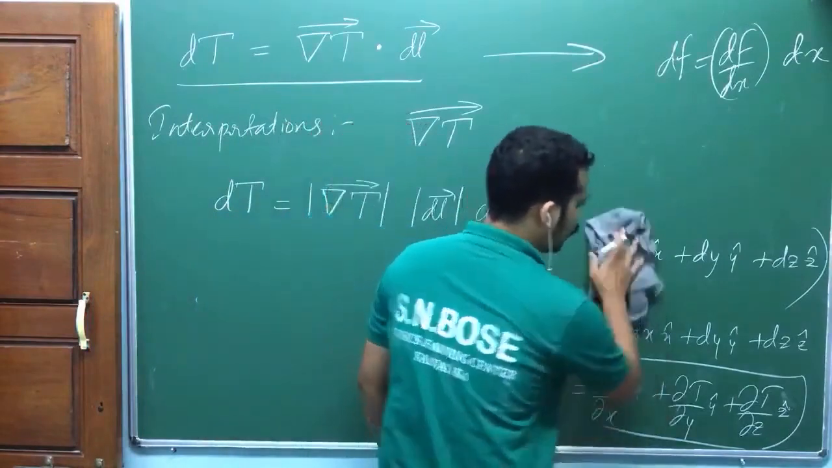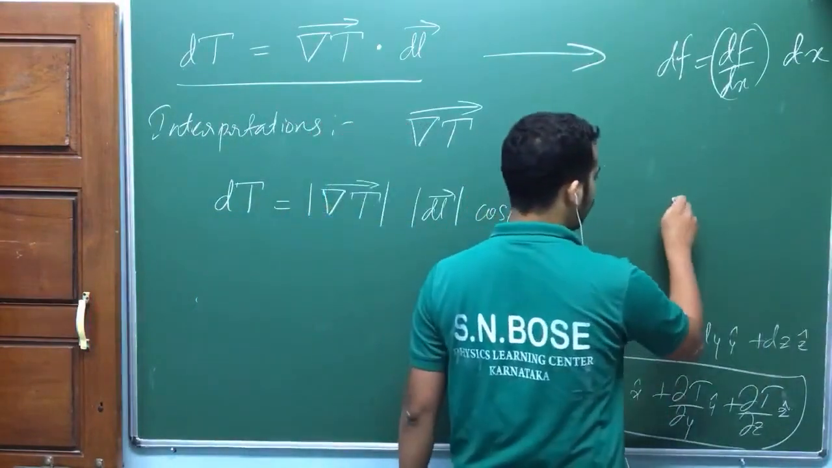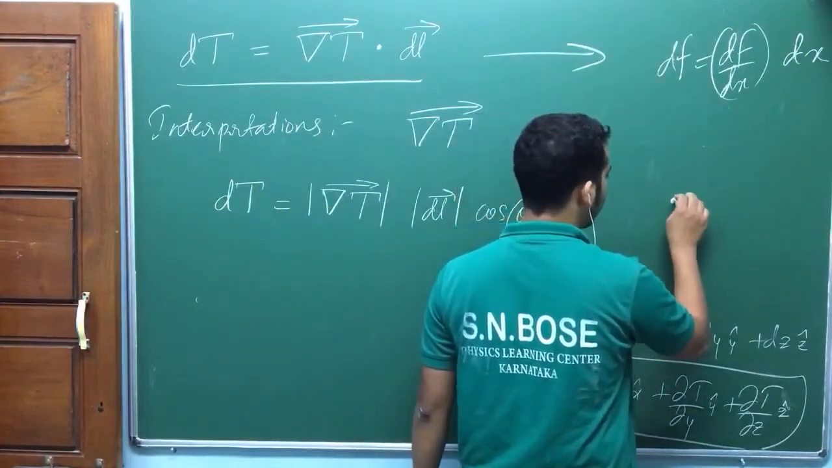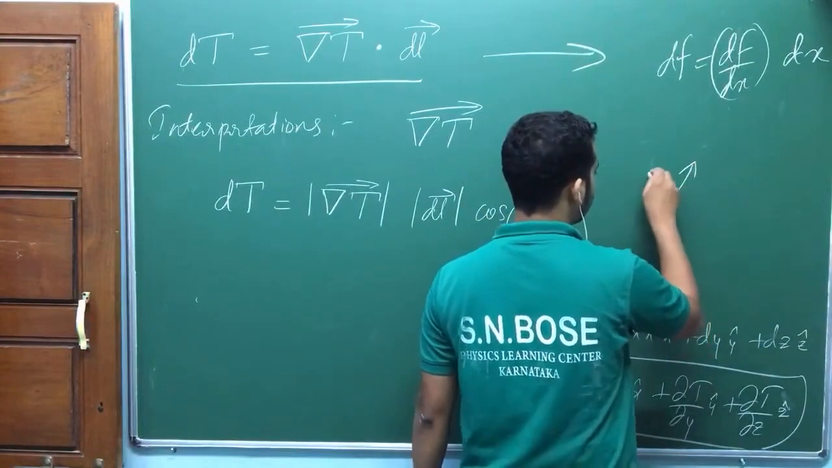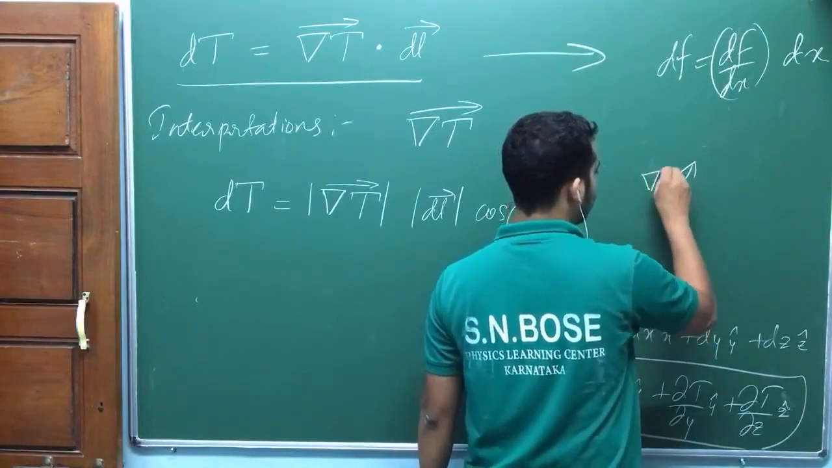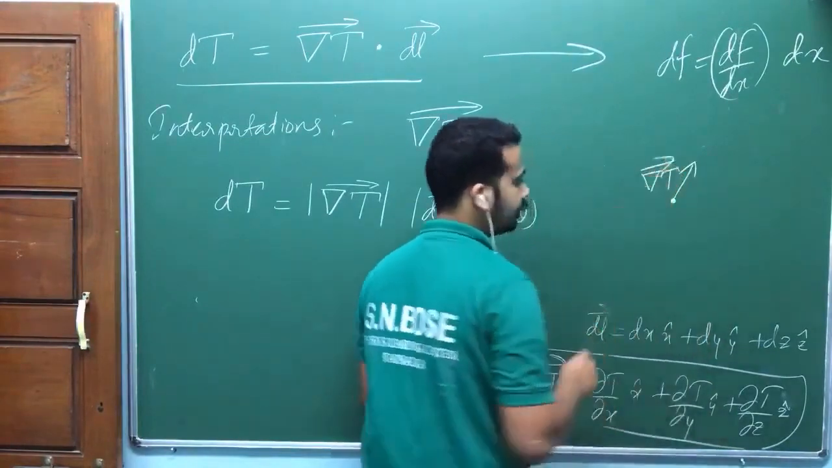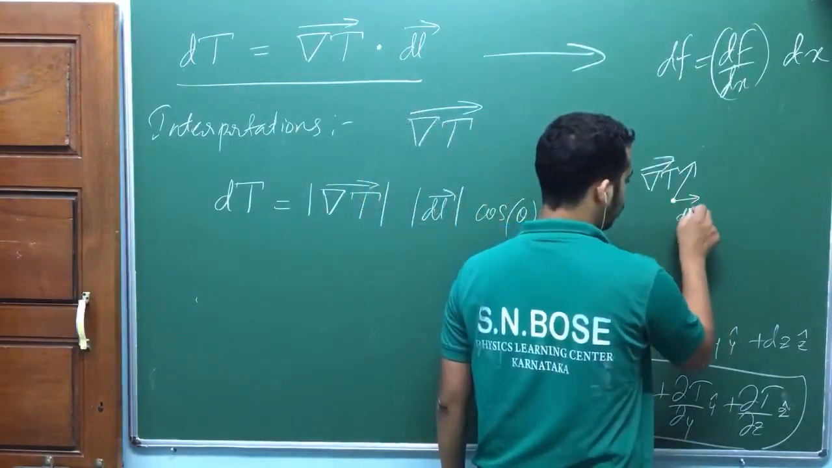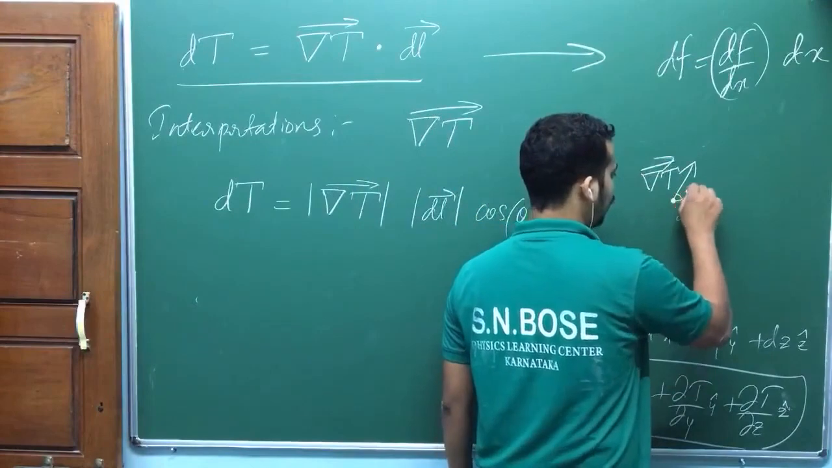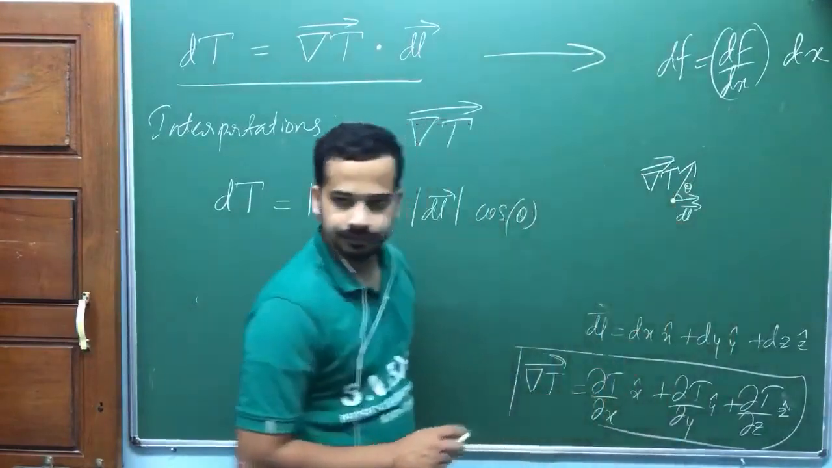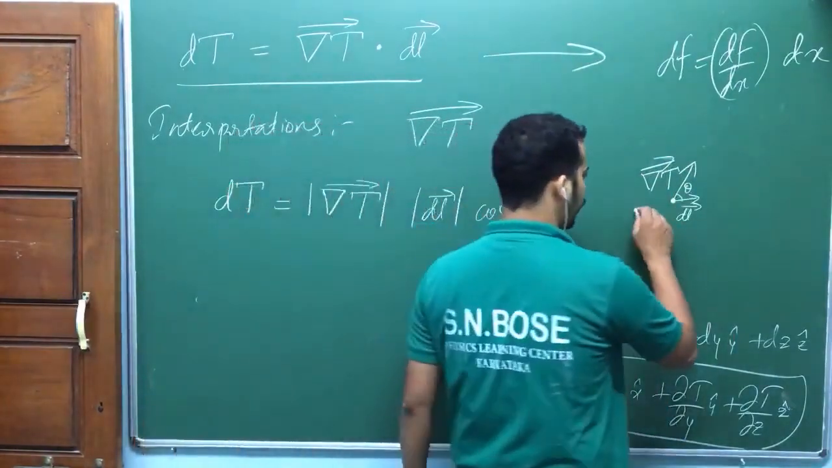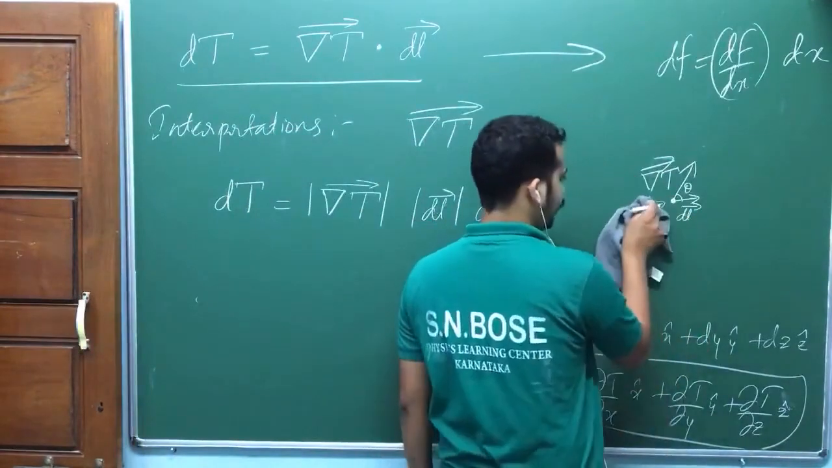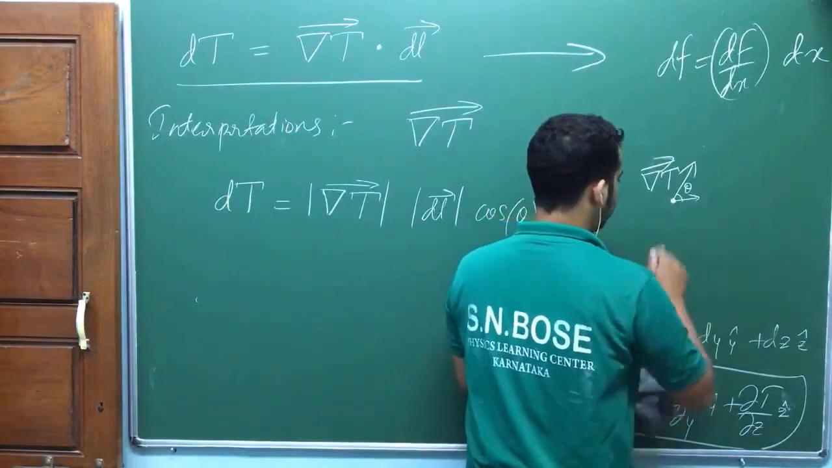Okay, suppose you have some scalar field, and you have taken the gradient. That gradient may have this direction. This is the del T direction. But you are moving in some other direction, dl vector, so there is an angle between them. This is a point x, y, z.